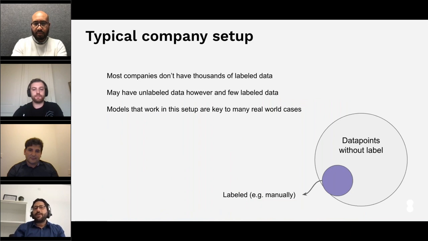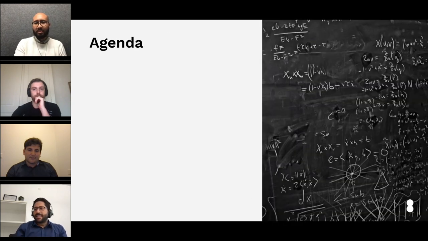But the problem is the typical company setup. Most companies, for the problems they have, which is not usually the cat versus dog problem, don't have thousands of labeled data, but they might have a lot of unlabeled data sourced from within the company or from public sources, and maybe a few labeled data that they manually label, for example. And this is the setup we target. Models should work in this setup to address real-world problems. So you have a lot of data points. Most of them are unlabeled, and a few of them are labeled.